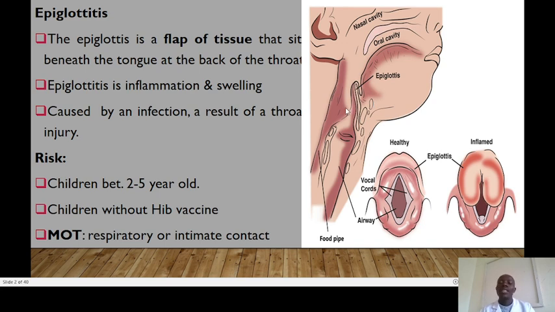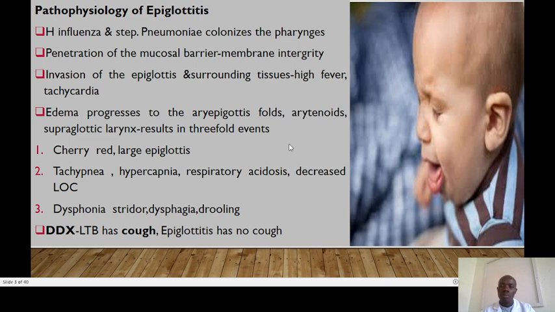Epiglottitis simply refers to the inflammation and swelling of the epiglottis, and it is most often caused by an infection, but sometimes it could be the result of a throat injury. It is more prevalent in children between ages 2 to 5 years old and in children without the Hib vaccine. The mode of transmission is usually respiratory or intimate contact with the patient.